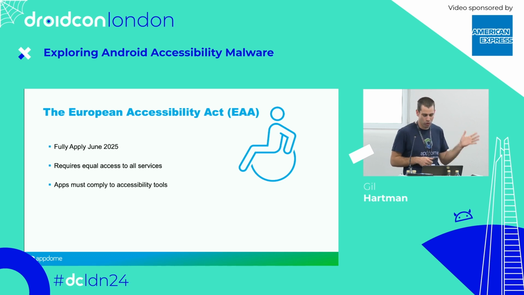You have to make sure, like this rule says, that businesses provide equal access to their services, including mobile apps, for individuals with disabilities. The apps must comply with various accessibility tools like screen readers, voice commands, and magnification features. It's going to cost just as much money if you don't do it.